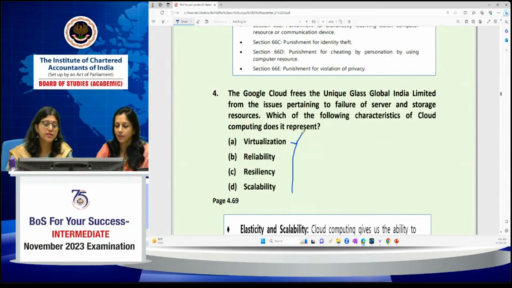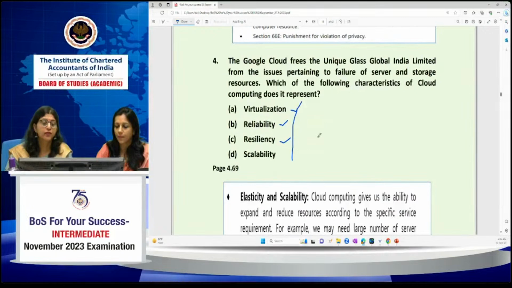We should know virtualization is altogether a different concept, which is at the server level. Reliability: we know that the information systems we use should give us reliable and desired output, so we should be able to rely on the output we are getting. Then resiliency: when any failure of the server happens, as a user, I should not be bothered, because when I am paying a cloud service provider, I am not bothered about what failures are happening at their end. To me, it should be seamless access to the resources I wish to get from the cloud service provider. And then the scalability. Scalability again is that what all do we have?